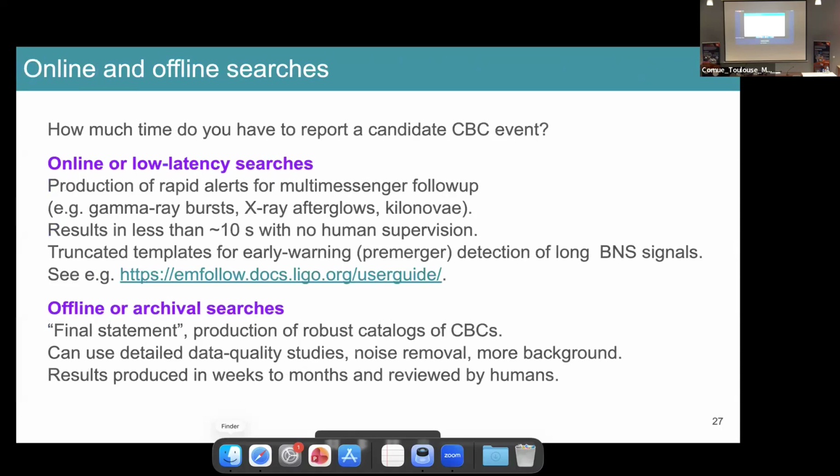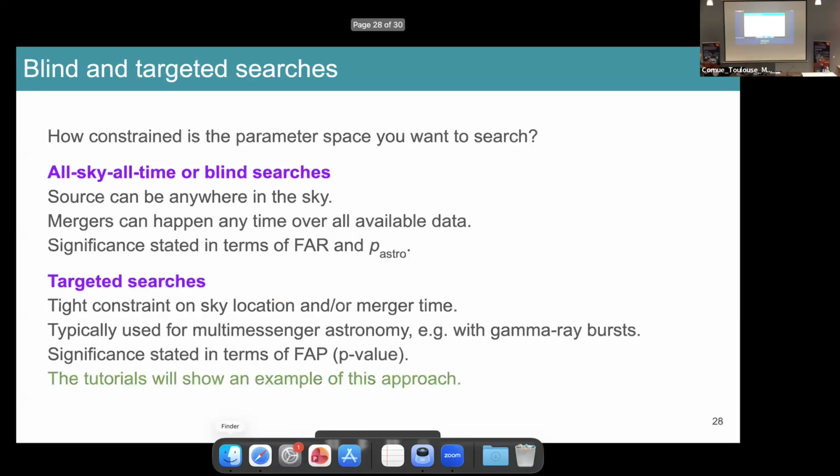We can have low latency searches and offline searches. So we can have searches that essentially give you a detection in 10 seconds or less. This is important if you want to do multi-messenger astronomy. You need to point a telescope for looking at the afterglow, for example. So you need to be fast. So we have implementations that can do this. And then we have a sort of more careful analysis later on a time scale of months, which can be a bit more relaxed and a bit more reliable also, which we use to generate the catalogs.